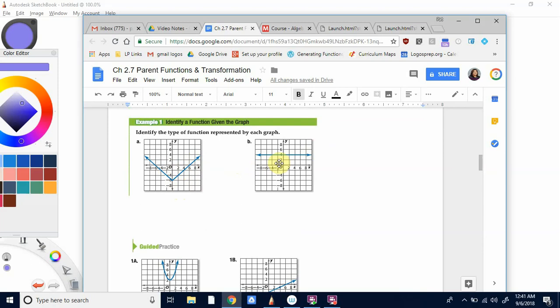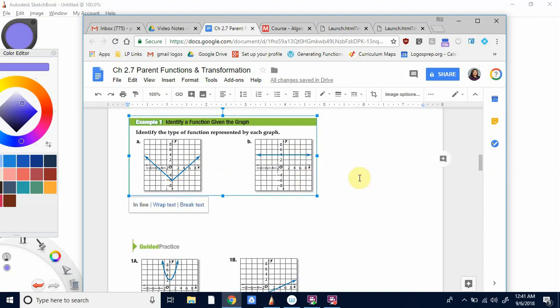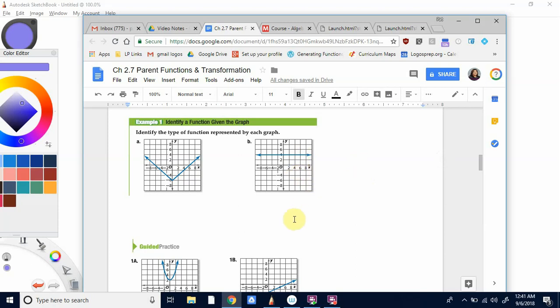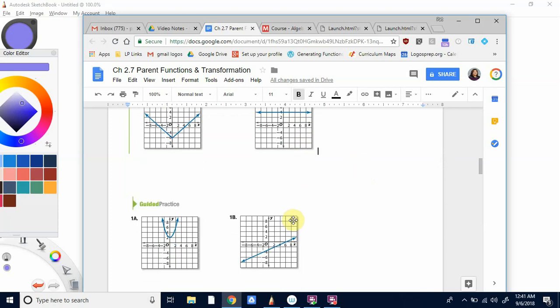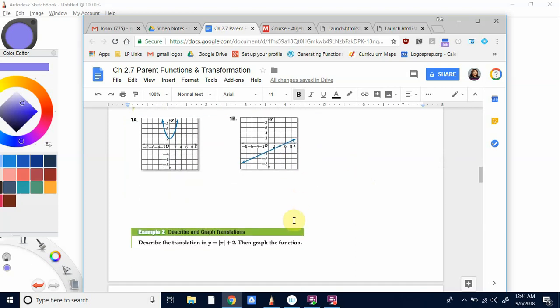This is a constant function because it's a horizontal line. Remember, an oblique or slant line is y equals x, an identity function or a linear function. But this is called the constant function. So pause this and do guided practice 1A and 1B.